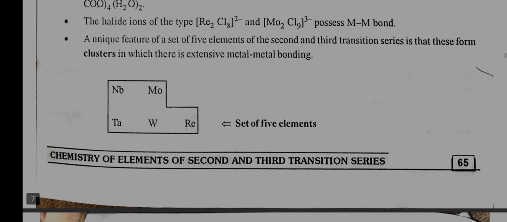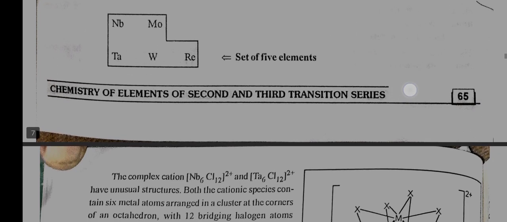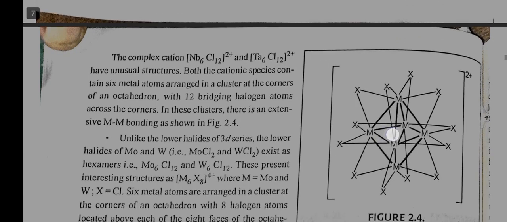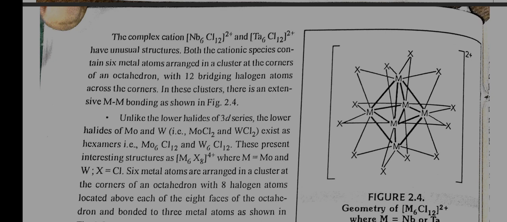A unique feature of a set of 5 elements of the second and third transition series is that these form clusters in which there is extensive metal-metal bonding. The complex cations Nb6Cl12 2+ and Ta6Cl12 2+ have unusual structures. Both the cationic species contain 6 metal atoms arranged in a cluster at the corners of an octahedron with 12 bridging halogen atoms across the edges. In these clusters, there is extensive metal-metal bonding.